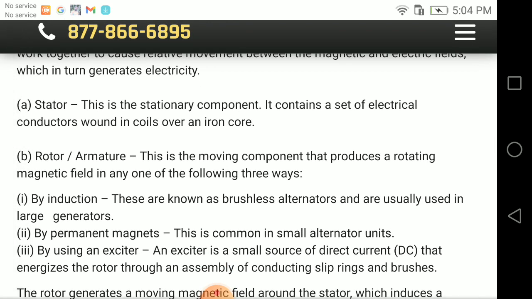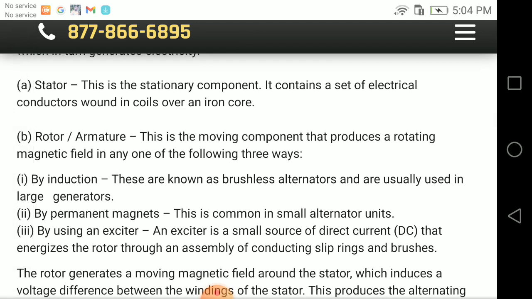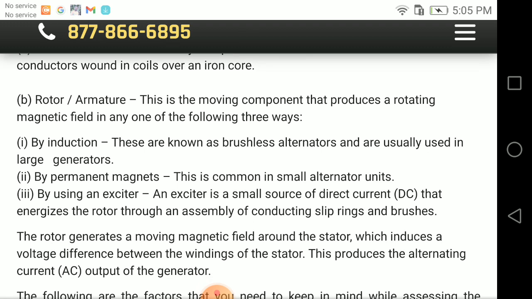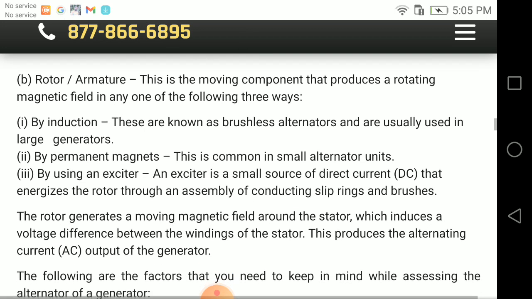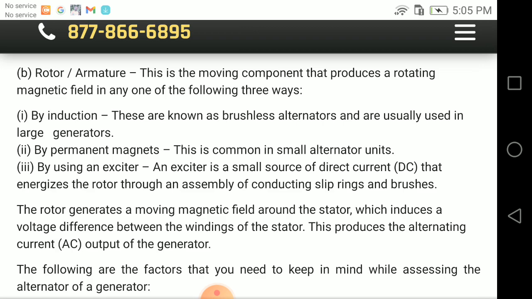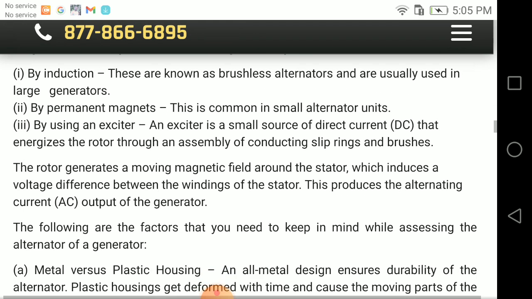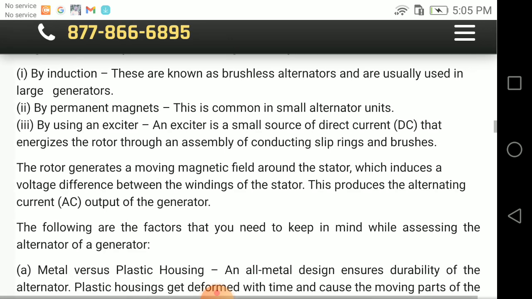This is the stationary component. It contains a set of electrical conductors wherein the coils over iron core rotate. The armature is the moving component that produces a rotating magnetic field in any one of the following three ways. By induction, these are known as brushless alternators and are usually used in large generators. By permanent magnets, this is common in small alternator units. By using an exciter.